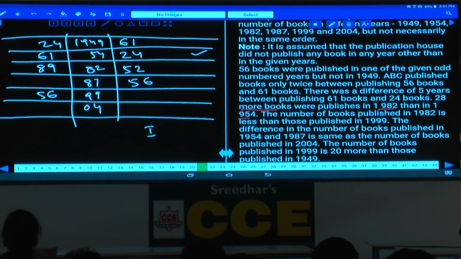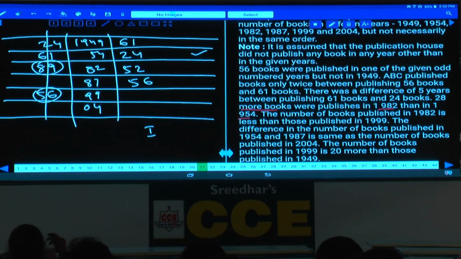The number of books published in 82 is lesser than that of 1999. Now here in this one, 82 is more than 1999, and the second case is completely ruled out. Now we are left with only one case. The number of books published in 1982 is lesser than that of 1999, and the difference between the number of books published in 54 and 87 is same as 2004.